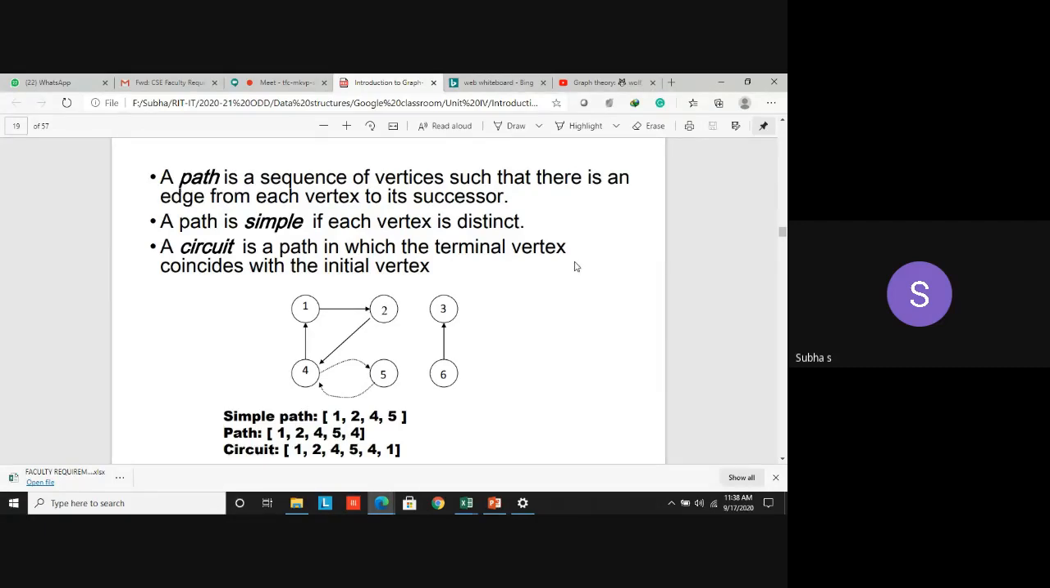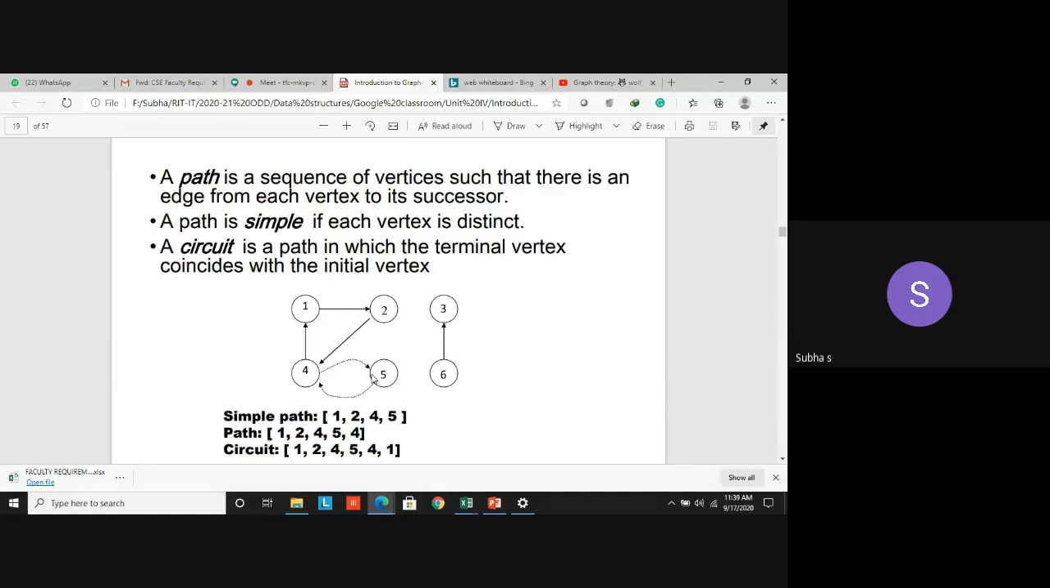a path. Simple path means what? The vertices must be distinct. That means no vertex should be repeated. You can see this example. We have the path 1, 2, 4, 5, and then again 4. I have a path from 5 to 4 also. That is called a path. But here the vertex 4 is repeated, so it cannot be called a simple path. If you want to find the simple path, you are going to find the path only, but here the vertices should be different. No vertex should be repeated. That is a simple path.